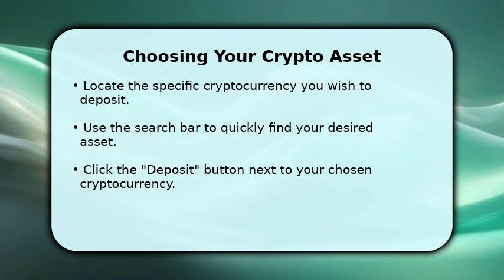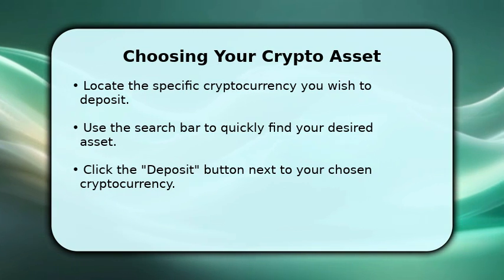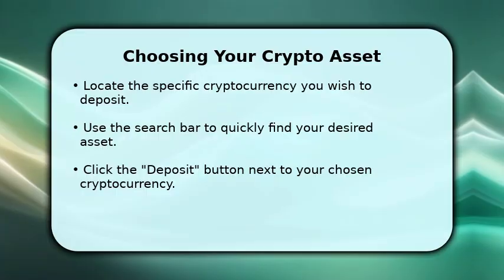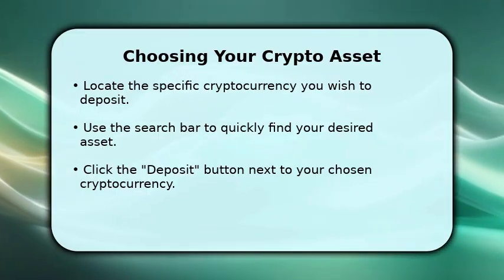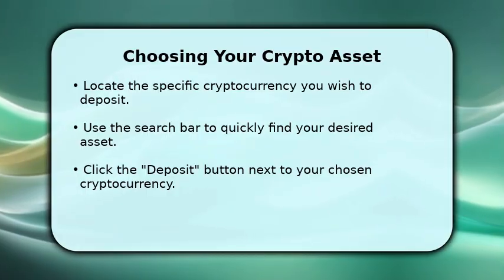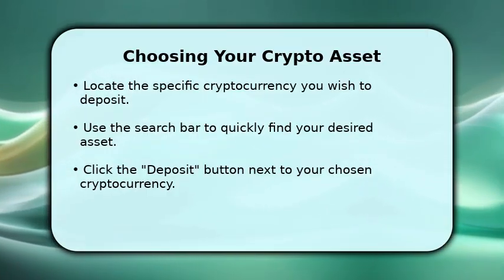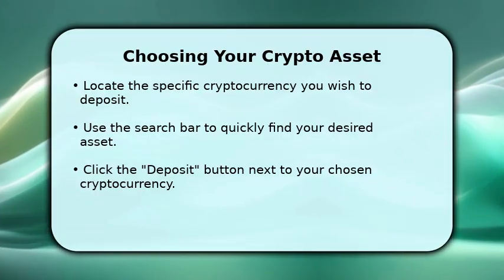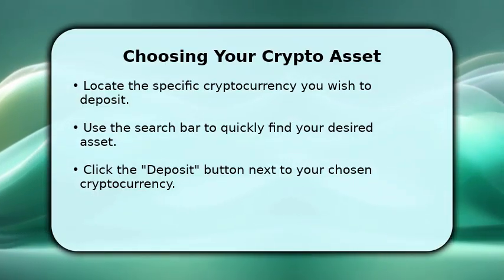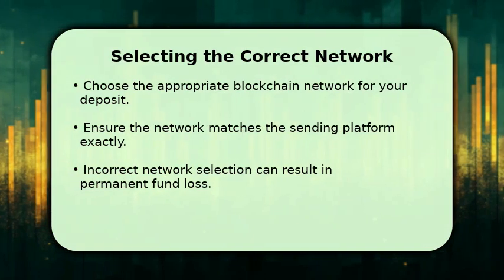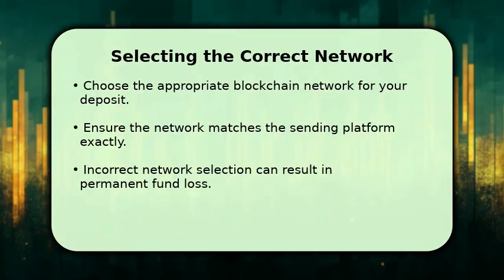Now that you are in your Spot wallet, you need to find the specific cryptocurrency for which you want to generate a deposit address. You can scroll through your list of assets or use the search bar provided to quickly locate it. Once you've found your desired asset, such as Bitcoin or Ethereum, click on the deposit button associated with that particular coin. This is a crucial step, selecting the correct network.